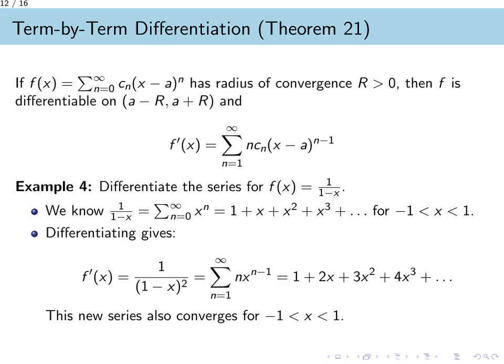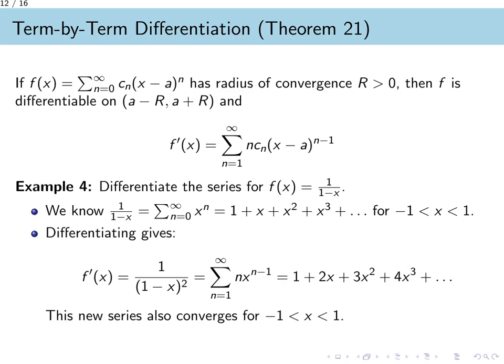One of the most useful properties of power series is that we can differentiate them just as we would a simple polynomial. This powerful idea is formalized in the term-by-term differentiation theorem. It tells us that a function defined by a power series is differentiable inside its interval of convergence. To find the derivative f prime of x, you simply differentiate each term of the original series one by one.